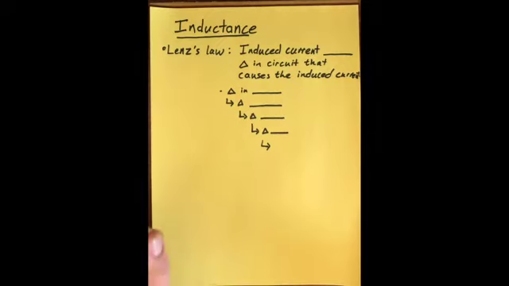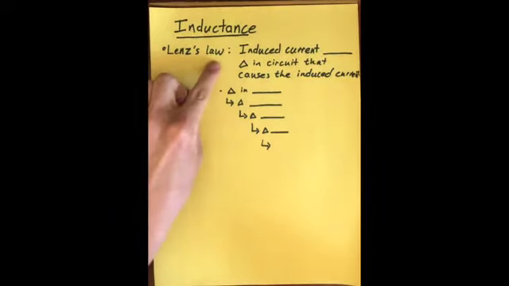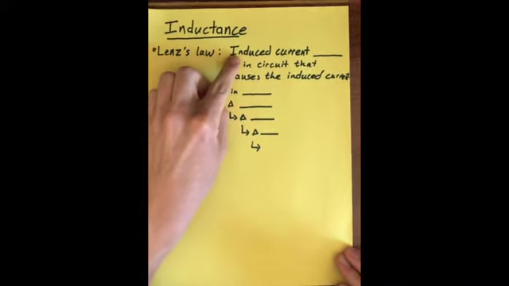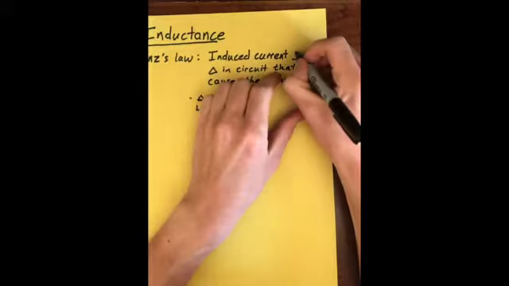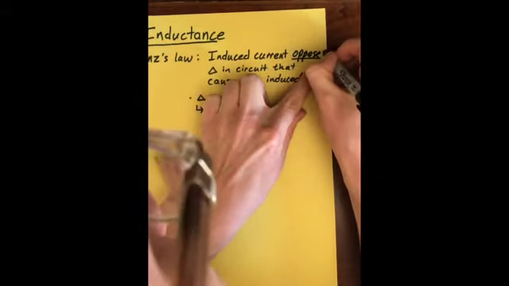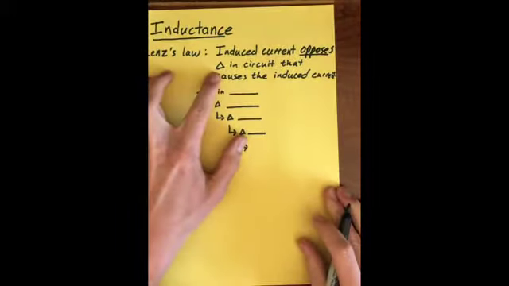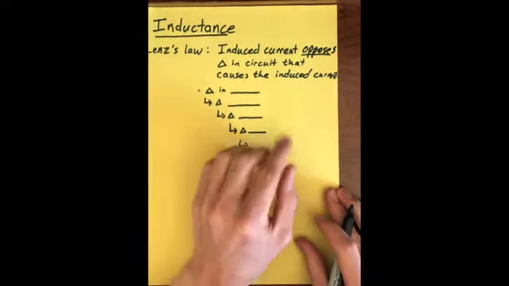Today we're going to be talking about inductance. Inductance is an electrical quantity related to inductors. Inductance is an application of Lenz's law. Now, what is Lenz's law? Lenz's law states that an induced current will oppose a change in a circuit that causes the induced current. Now, a little bit more on that later.